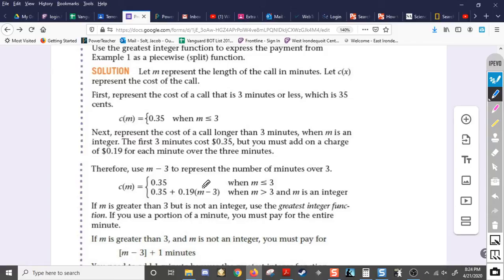So the first 3 minutes get charged 35 cents. And then 7 times 19 cents is going to be the cost when you add those two things together for the total call.